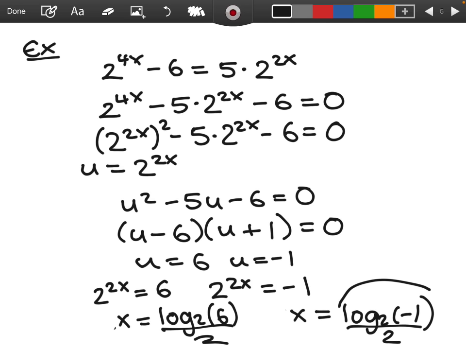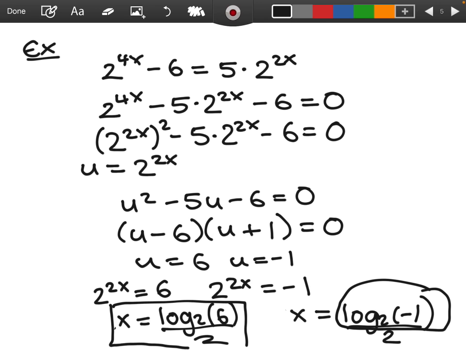Only one of these is actually a valid solution, because here you can see we are taking a log with an argument of a negative number. So obviously that is not valid, so our only valid solution is this x value. Same as before, you treat the equation like a quadratic. You go ahead, do a substitution, factor it and solve. And once you've done that, you go back to your substitution and make each of your solutions equal to whatever your substitution was, solve for x, and then look at whether you have any negative arguments, which would therefore give you a solution that's not valid.